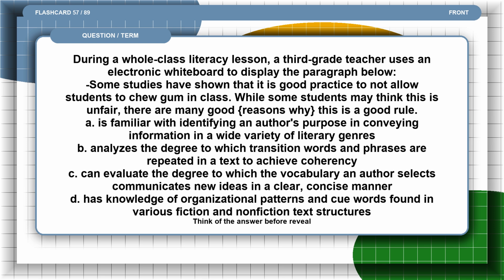A. Is familiar with identifying an author's purpose and conveying information in a wide variety of literary genres. B. Analyzes the degree to which transition words and phrases are repeated in a text to achieve coherency. C. Can evaluate the degree to which the vocabulary an author selects communicates new ideas in a clear, concise manner. D. Has knowledge of organizational patterns and cue words found in various fiction and non-fiction text structures.